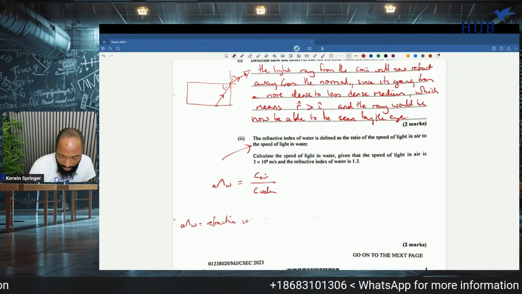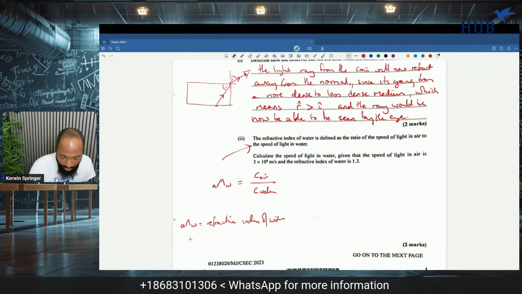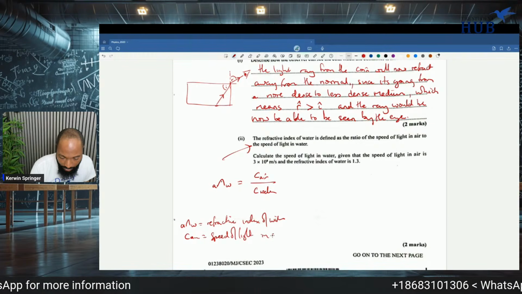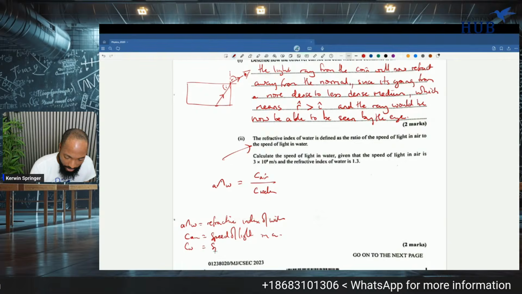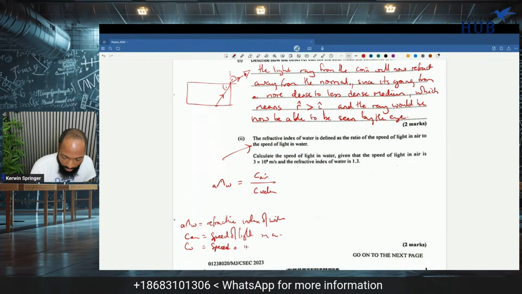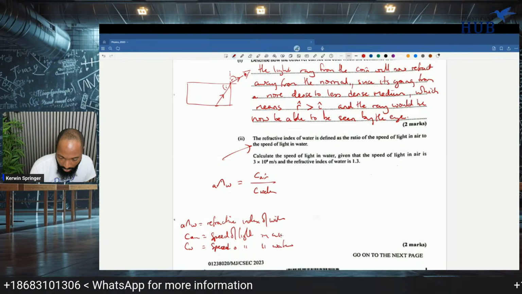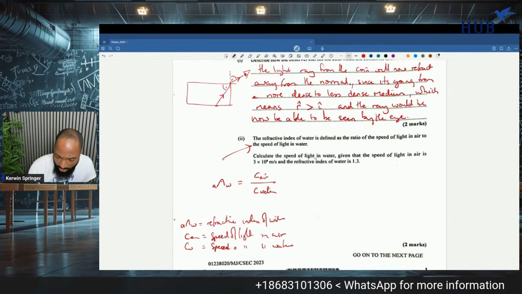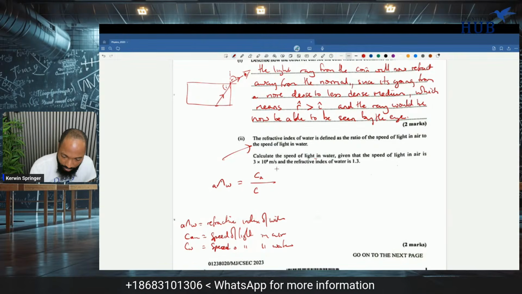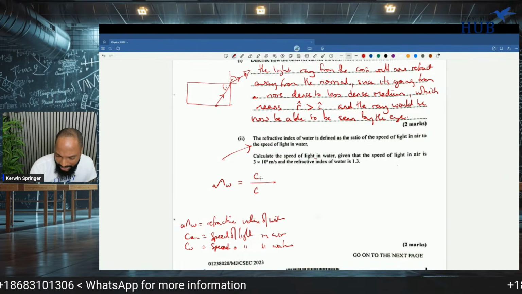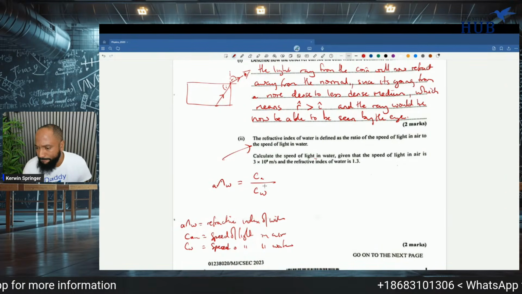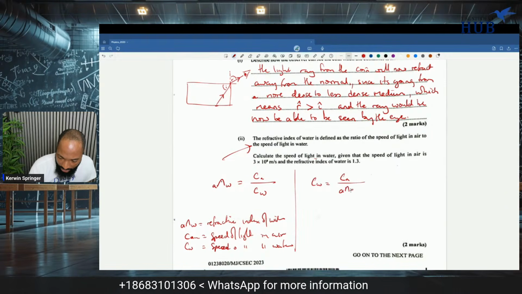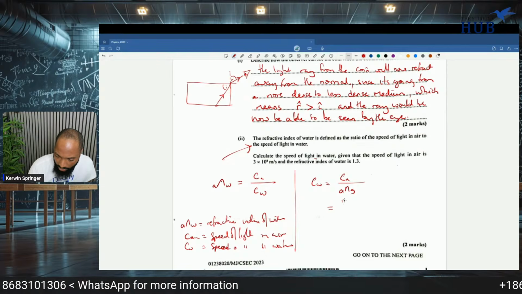Refractive index of water, speed of light in air, speed of light in water. So what were we trying to find? What is the calculated speed of light in water? Let's put just CW since I listed it out. Or I could put VW if I want, but since it's light we usually use C. Everybody locked in? So CW is equal to CA over n. CA was given, 3 times 10 to the power of 8.